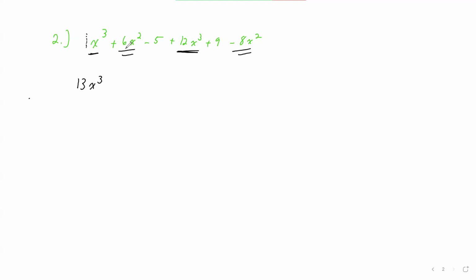So what is 6x squared minus 8x squared then? All right, and then what else can I combine? So negative 5 plus 9 would give me positive 4. Very good. And then now we need to name this. What would this be called? Third degree. Perfect.